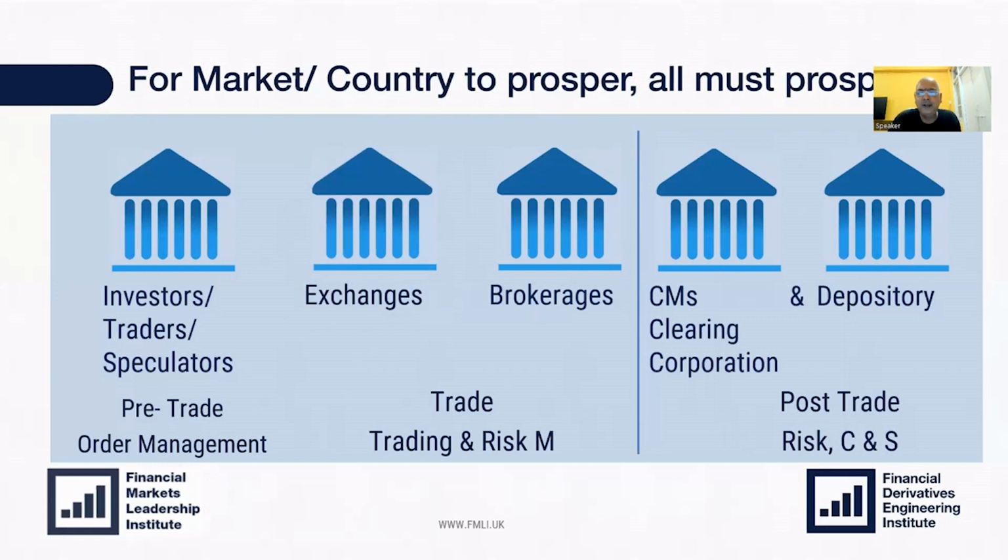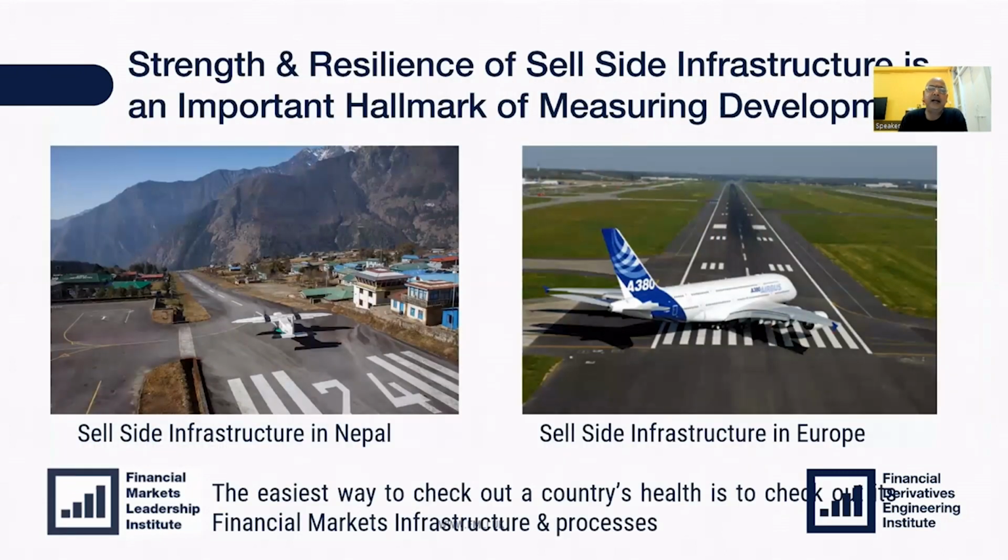So for market and country to prosper, all must prosper. And I also say that the easiest way to check out the financial health of a country is to check for its sell side institutions. मतलब sell side institutions का health कैसा है, robustness आपको समझ में आएगा. So मैंने यहाँ दो फोटोज डाला है, sell side infrastructure in Nepal and sell side infrastructure in Europe. Basically a runway in Nepal and a runway in Europe.